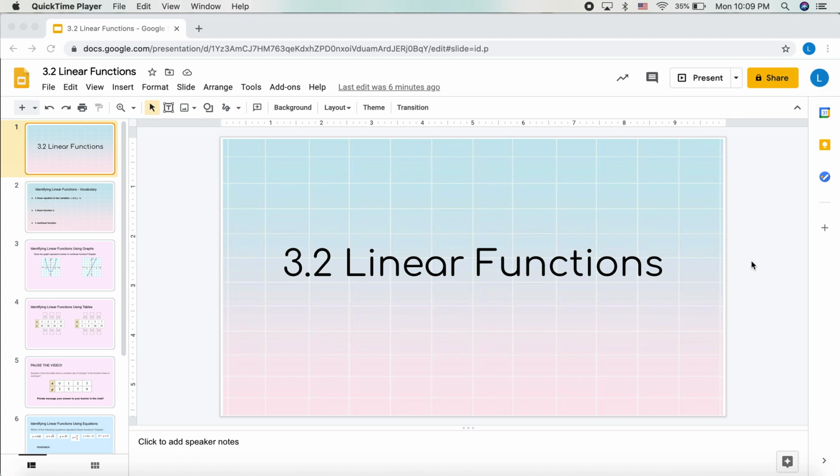We finished section 3.1 where we learned what a function is and how to identify functions. Today we are jumping into section 3.2 where we will look at functions and learn how to determine if they are linear or nonlinear. Just like our 3.1 notes, you will follow along with this video and complete your Google Slides by typing what I type as you follow along in the video.